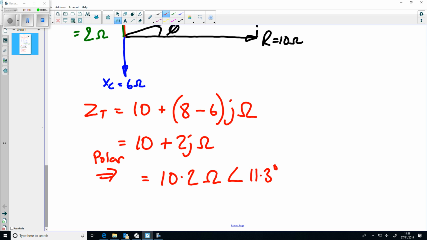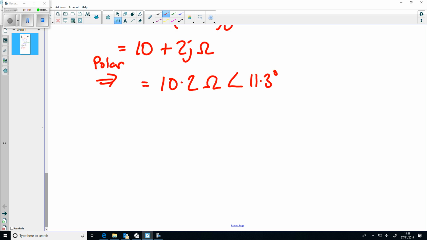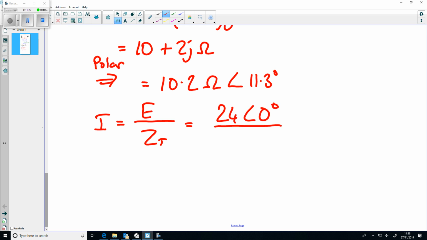Then what we can do is say I is equal to E, the supply voltage, over the total impedance. That is 24, and if no angle is given, you assume 0, divided by 10.2, angle 11.3 degrees, equals.